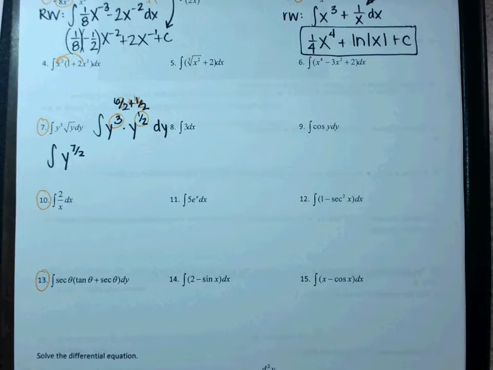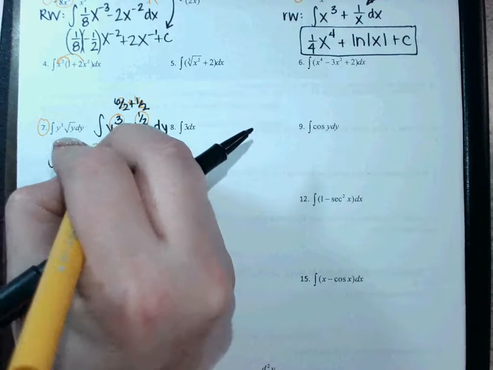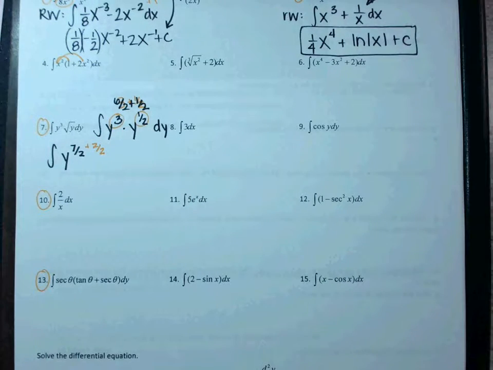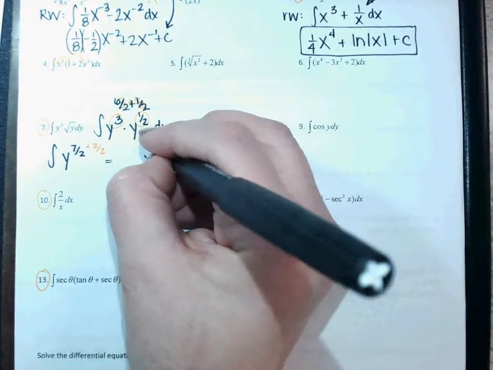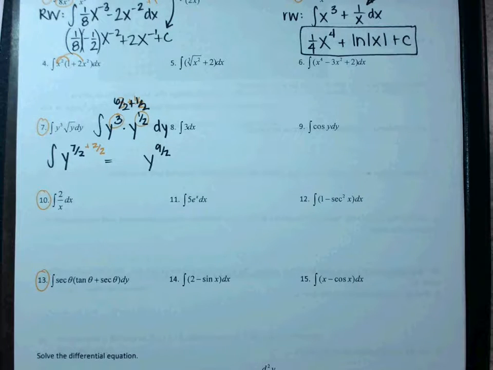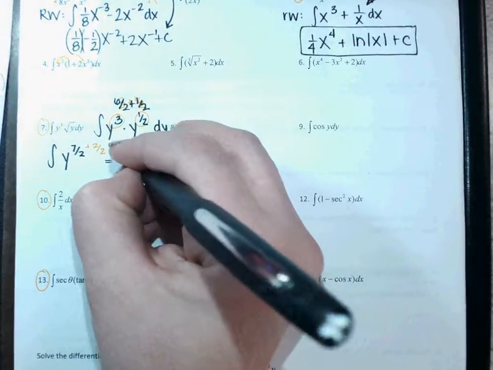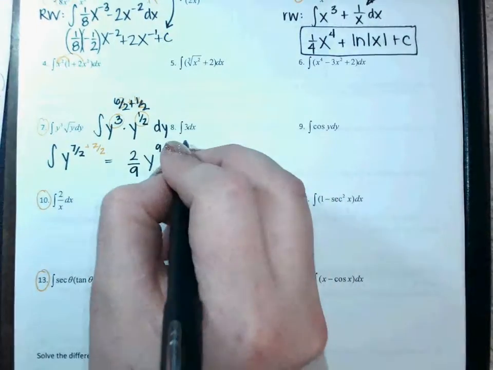So I'm going to add 1, which is the same as 2 over 2. What is 7 over 2 plus 2 over 2? 9 over 2. And then if I have to divide by 9 over 2, that's the same as multiplying by the reciprocal, which would be what? 2/9 plus c.